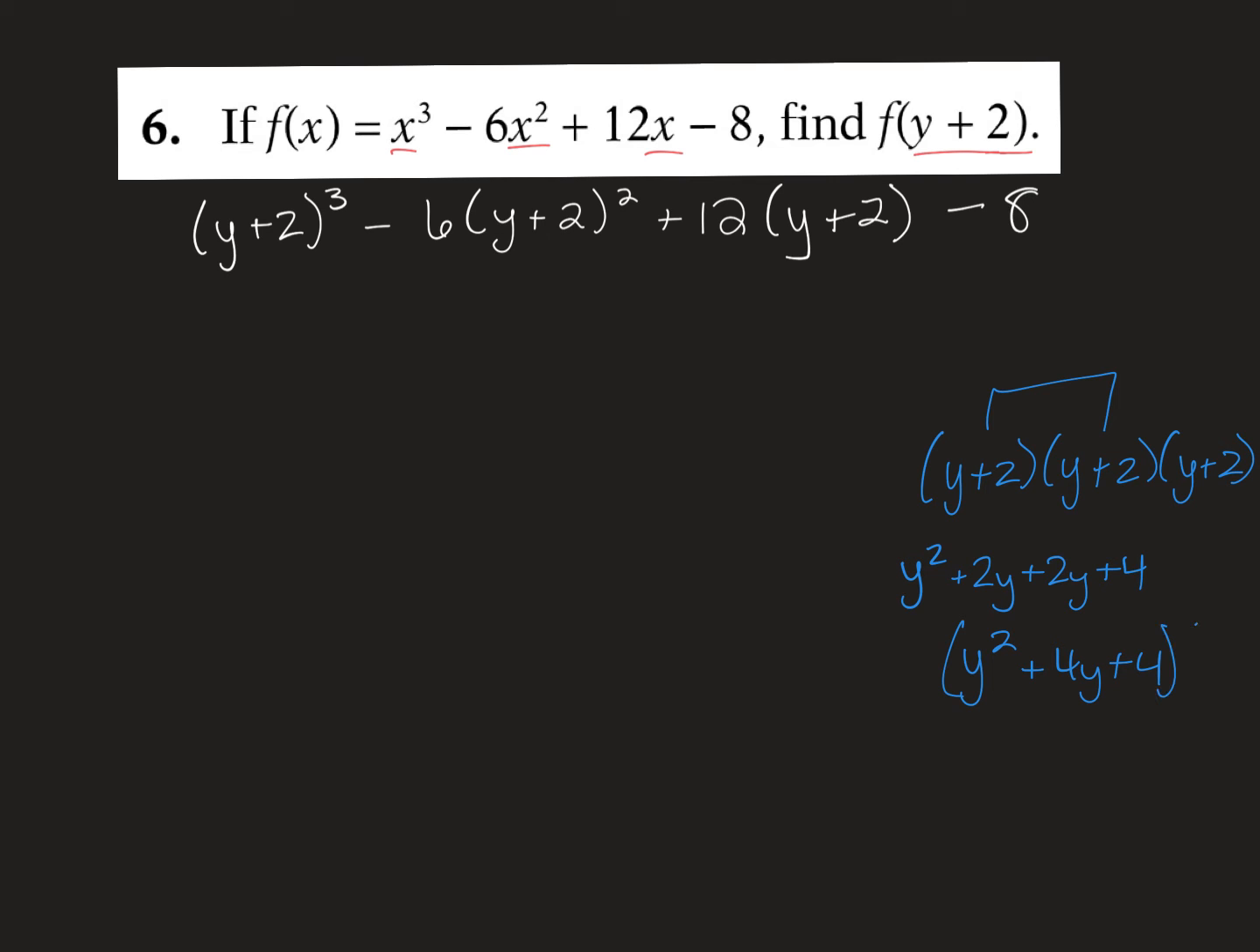Now we're going to multiply that by this other y plus 2. Remember, this is where you do that distributive property. You're going to take y squared, multiply it by the y and the 2. So you get y cubed plus 2y squared. Then I'm going to take my 4y, multiply it to both of those. So I get 4y squared plus 8y. And then I take my 4 and multiply it to each of those. So then I get 4y plus 8.